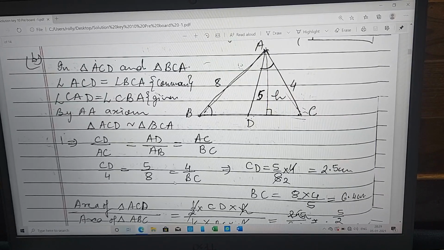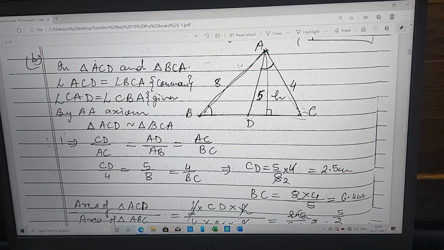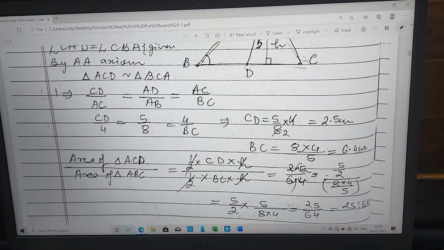Clear? We have put the values which were given, and then we have calculated the values of CD and BC. CD upon 4 is equal to 5 upon 8. You can calculate CD from here. And 5 upon 8 is equal to 4 upon BC. You can calculate the value of BC from here. It is 2.5 and 6.4 respectively.